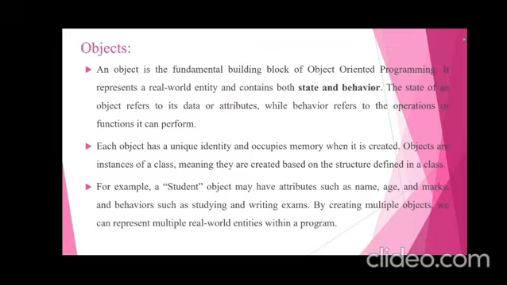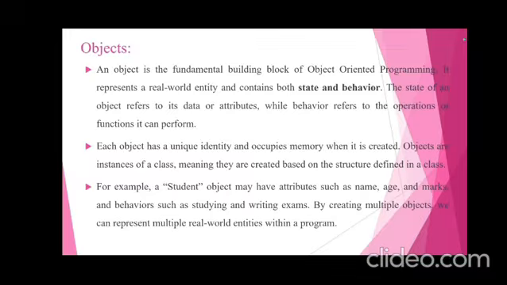So every object follows the structure and properties defined in its class. A class defines the structure, and objects are the actual implementation of that structure. Consider an example. A student object may have attributes such as name, age, and marks, and behaviors such as studying and writing exams. By creating multiple objects, we can represent multiple real-world entities within a program.